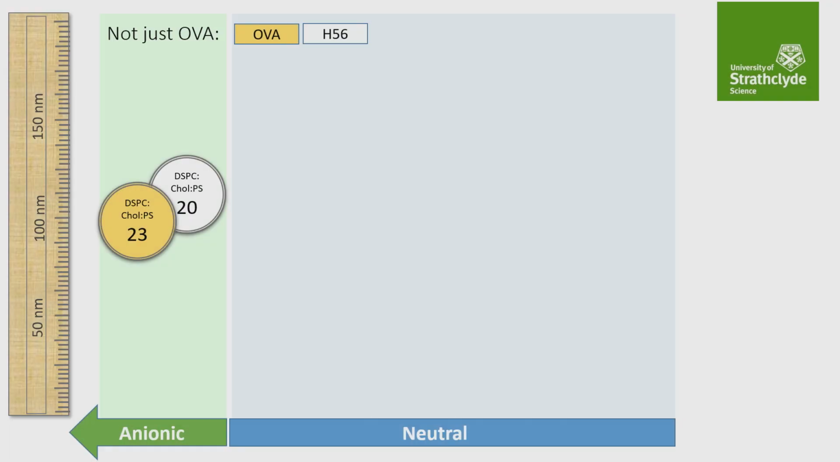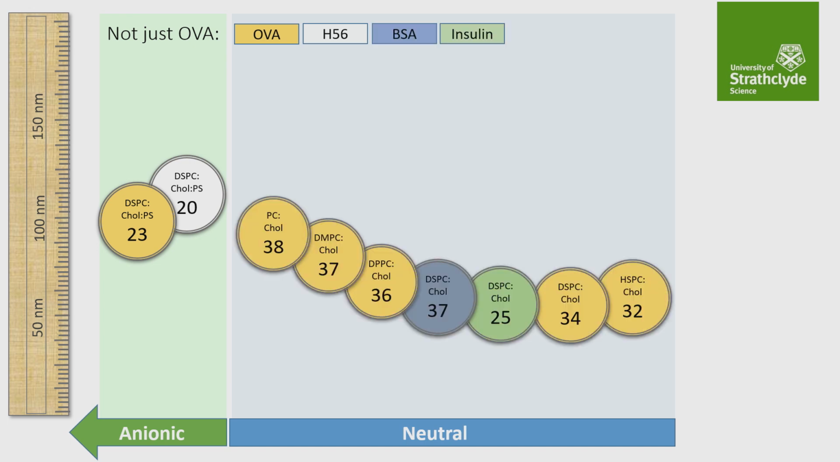So all that data on loading was with OVA. And you can see here, what we have is a couple of liposome formulations. The yellow is when we've entrapped OVA, 23 tells us it's 23%. The white is when we've entrapped tuberculosis subunit antigen, H56. So again, about 20%. But we've also tested a range of other proteins.